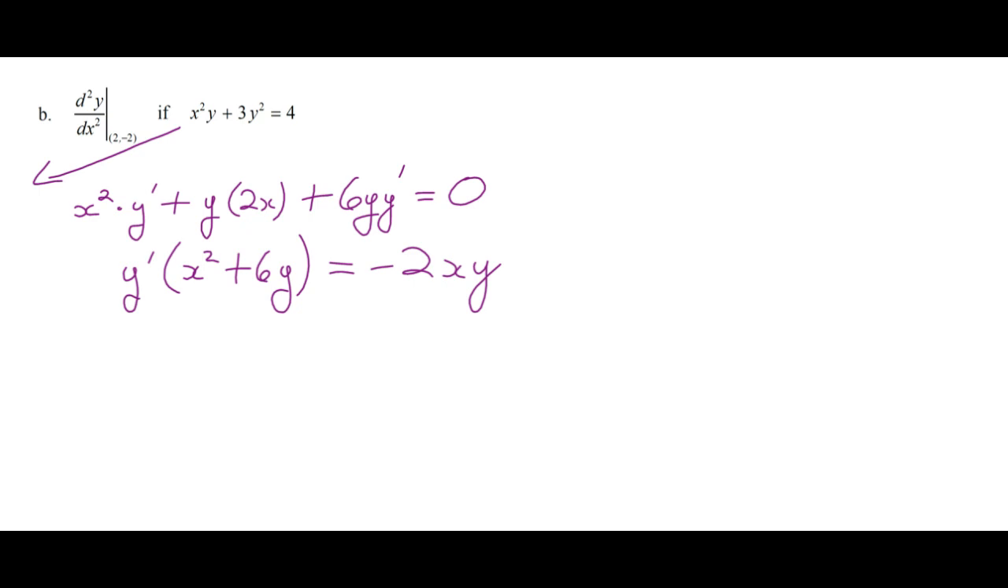Okay, so I factored a y prime out of the two terms that had it, and I moved the term that didn't have it over. And we get y prime is equal to negative 2xy over x squared plus 6y.